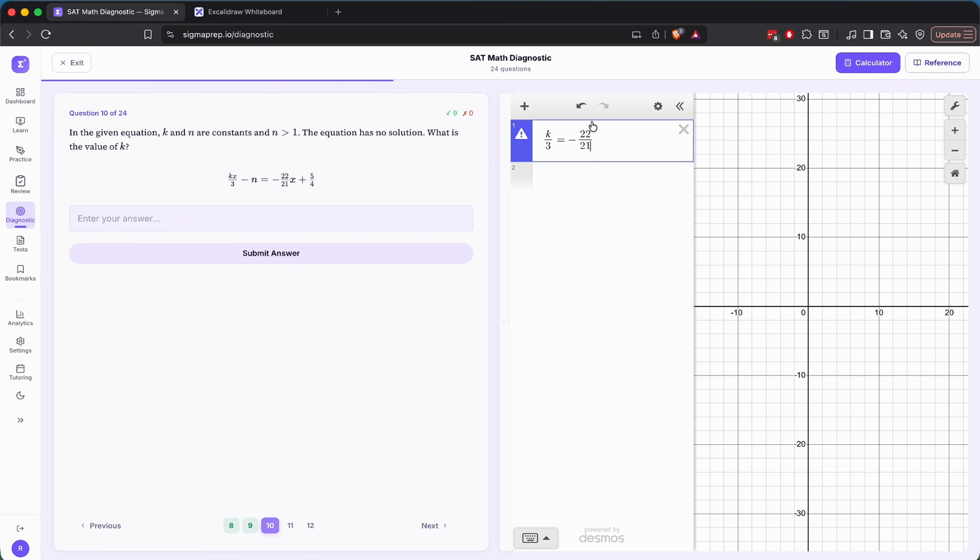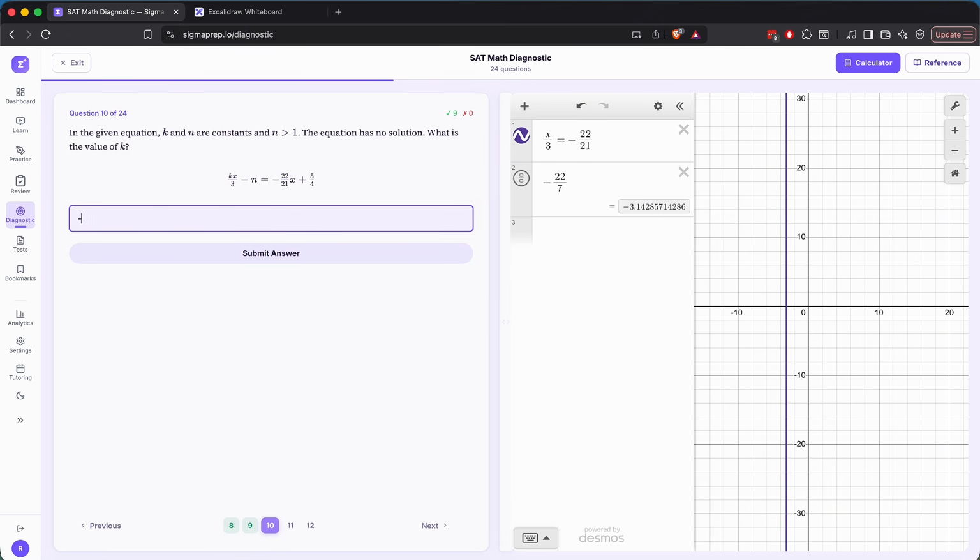This is it. We just got to solve for k. If you want Desmos to do it, just make it x. Boom, I can click on it. Otherwise, you can multiply by 3 on both sides. If I did that, you see it'd be negative 22 over 7, and that's the same number. That's the approximation for pi, actually. That's pretty interesting. So let me type that in there. Negative 22 over 7, got it.